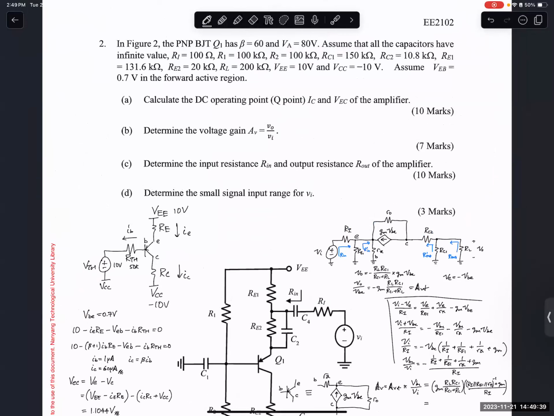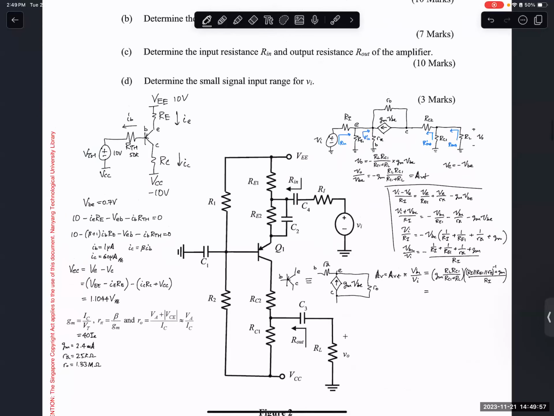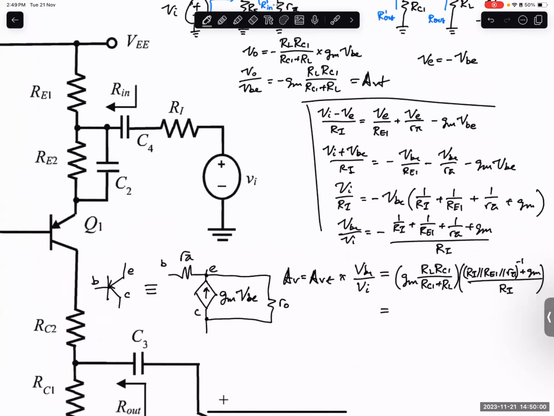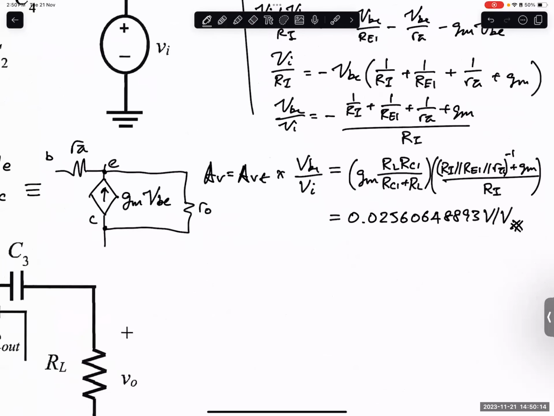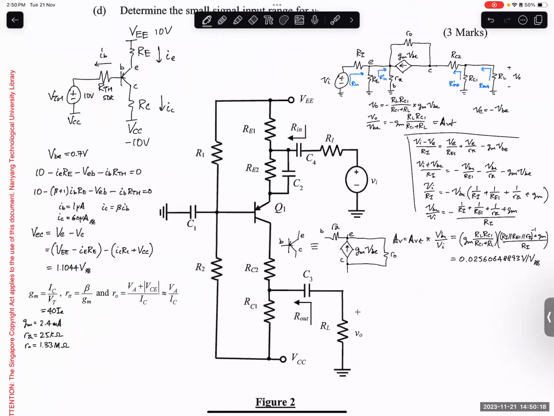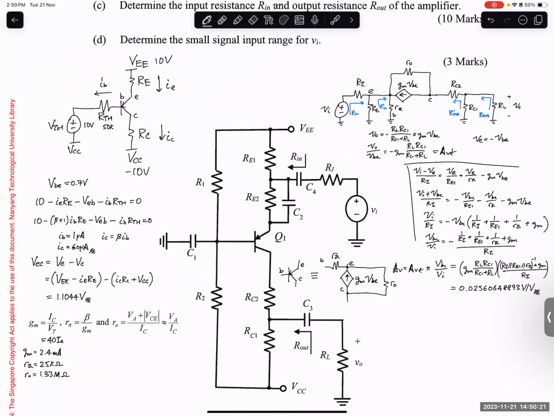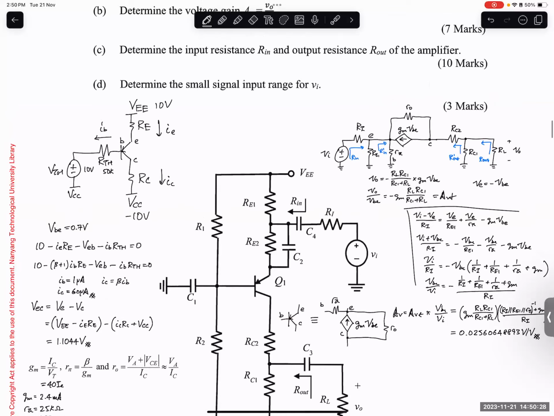is 1 over RI, 1 over RE1, R pi. Yeah, I copy again. GM. AVT. My AVT is 105.